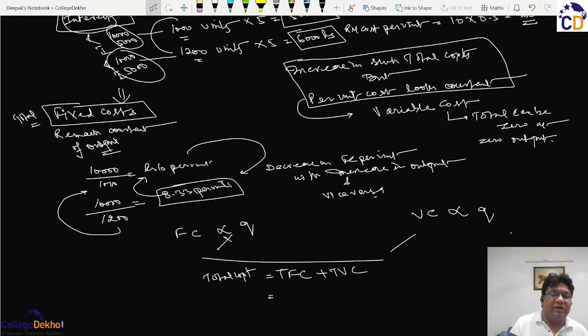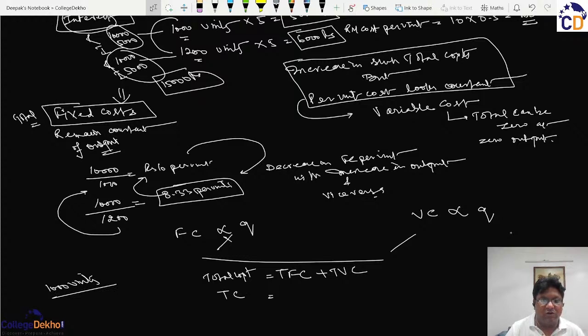So if we take that this total fixed cost is say rupees 15,000, then at an output of 1000 units, the total cost will be equal to total fixed cost 15,000 plus total variable cost, which will be 1000 into 5. So the total cost will be 20,000 rupees.